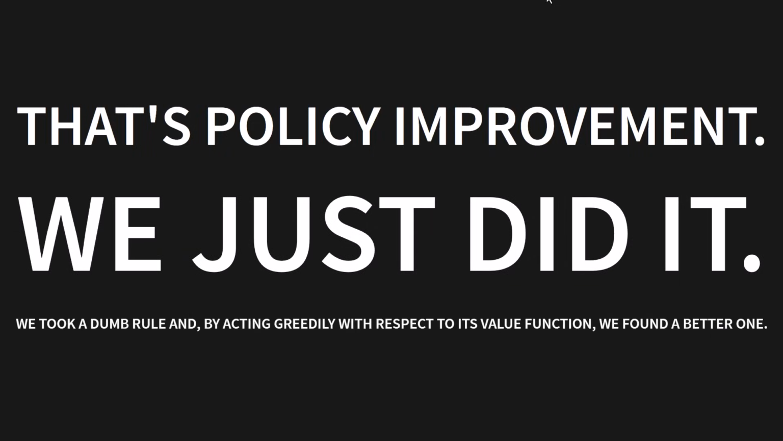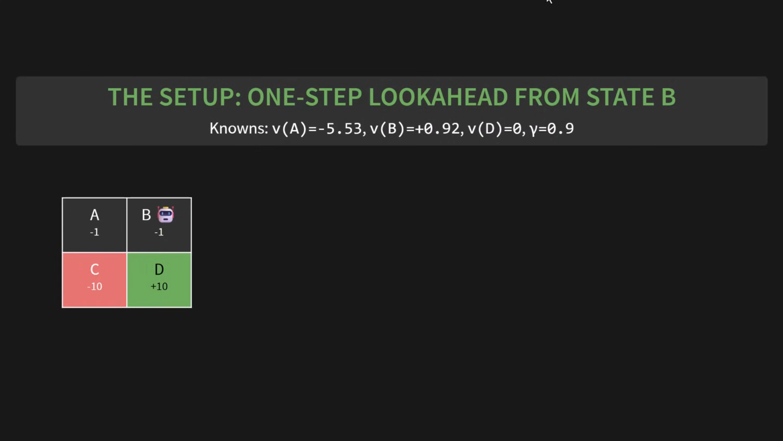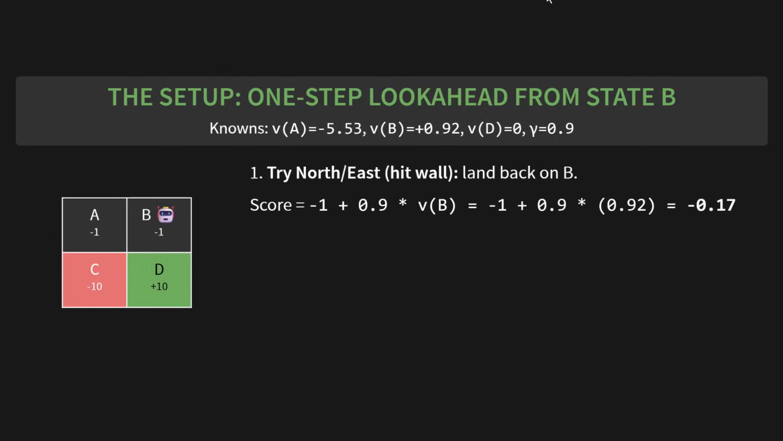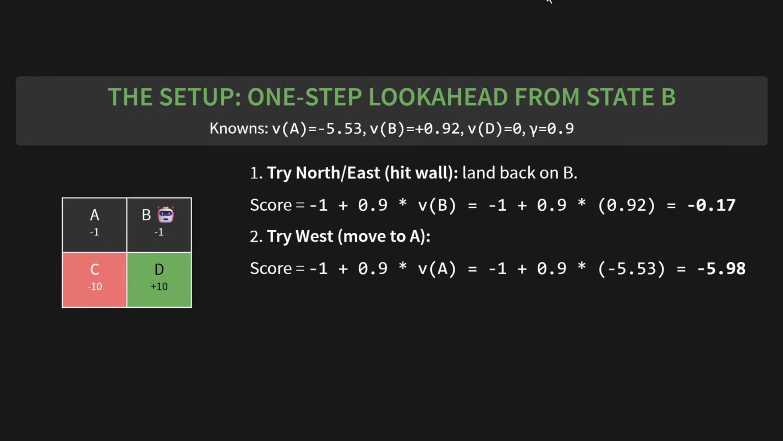We just did it. We took a dumb rule and, by acting greedily with respect to its value function, we found a better one. Let's do the same thing for state B. Okay, standing at B. If we go north or east, we hit a wall and land back on B. The score for that is about -0.17. If we go west, we move to A. That's a -1 reward plus the discounted value of A, which gives us a score of about -5.98. Definitely don't want to do that.